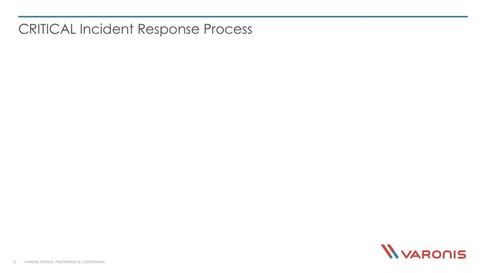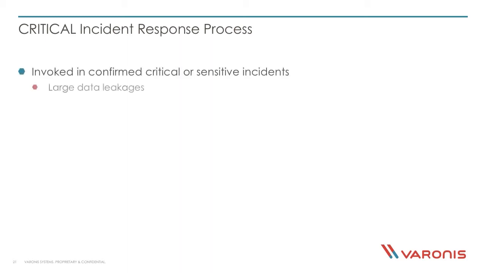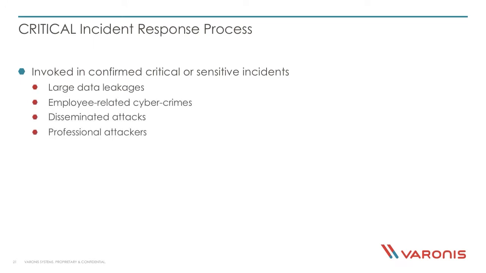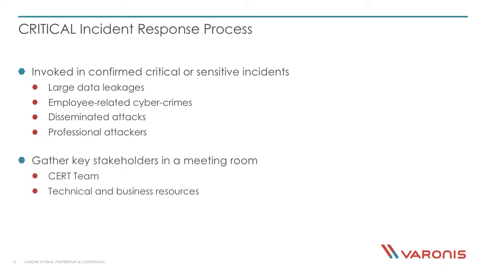In case of a critical incident, you may have a separate process to expedite the investigation. This critical incident response process is invoked only in confirmed critical or sensitive incidents. For example, in a large data leak, or in an employee-related crime, or when the attack is disseminated, or when you realize you are dealing with professional hackers. The idea here is basically getting all the key stakeholders in a meeting room.